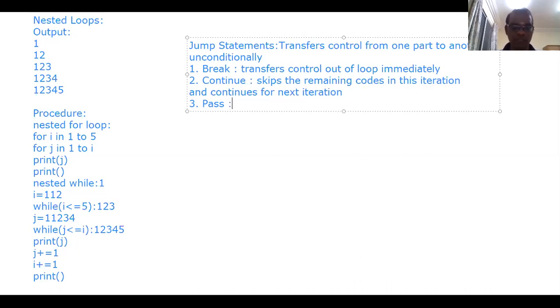Next, pass is a placeholder. The pass statement is called a placeholder. It is normally ignored by the Python interpreter. So the pass statement is a placeholder, used as a placeholder, and it is ignored by the interpreter.